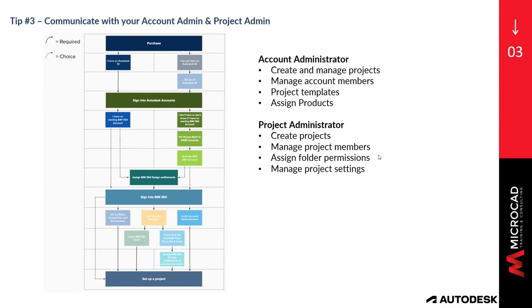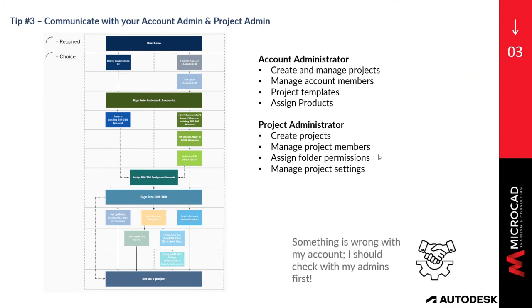Something such as in which day everyone is going to be uploading files, right? Sharing files, right? Make sure that everything on those projects is working just fine, right? So if something is wrong with your account, you should check with your admin first. That is always going to be the first step. Check with your project admin, check with your account admin to make sure that you have the correct permissions, that you have access to the license, right?